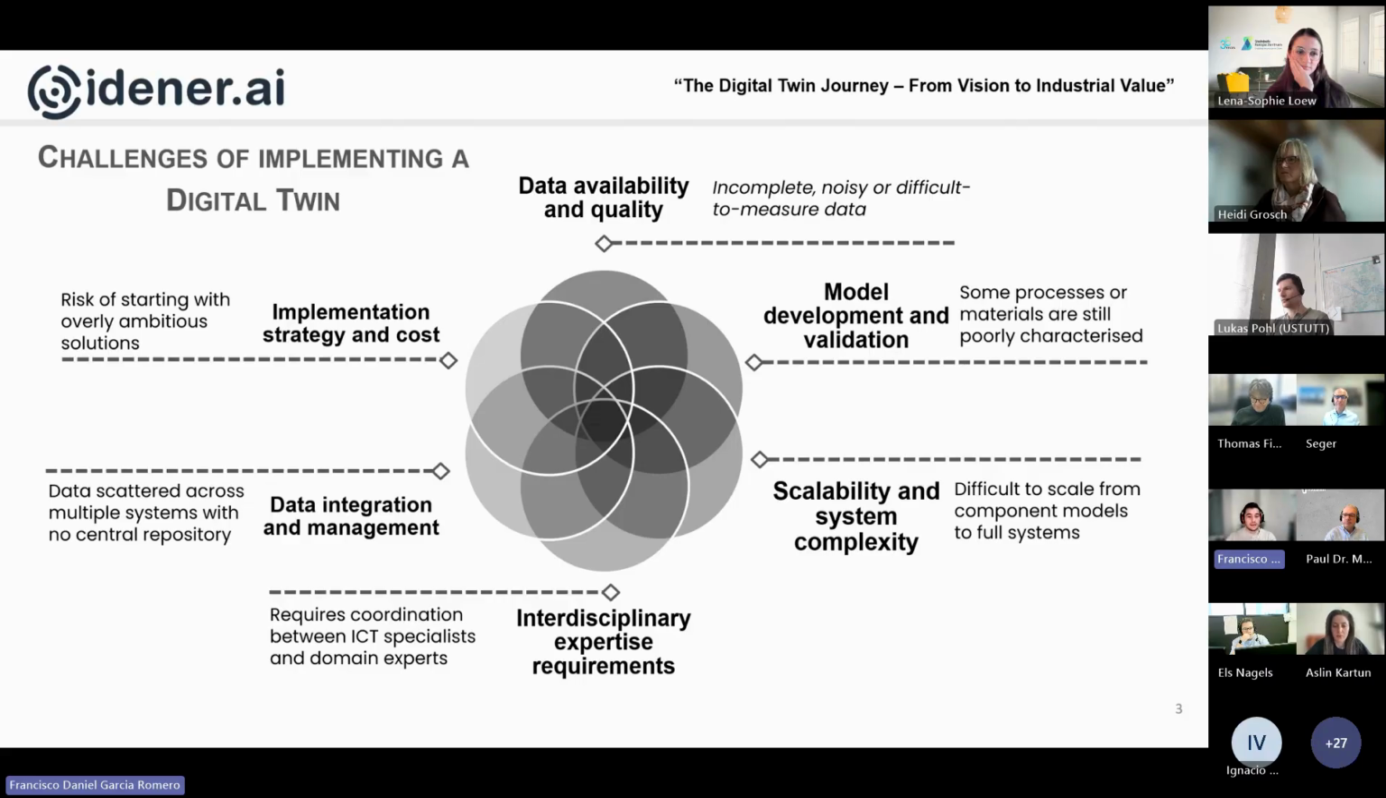And finally, starting with an overly ambitious digital twin, which from the start represents the whole process, can also be difficult. So you usually should be developing digital twins with modularity in mind, but first starting with the most critical modules or units, and later on start adding them into the digital twin.